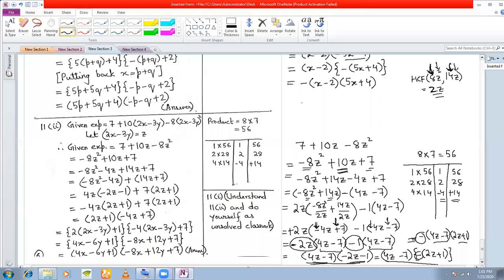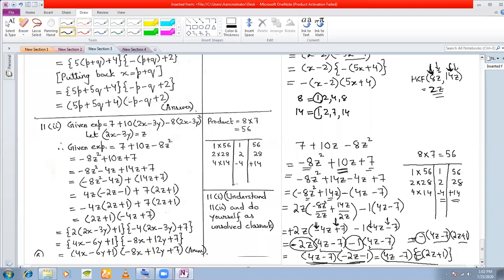This is just a basic of what you have done in class 6 and 7. Now see 8 and 14. You want to take out the HCF. What are the factors of 8? 1, 2, 4, and 8, right? What are the factors of 14? 1, 2, 3 and 4 are not there, 5 and 6 are also not there, 7 is there, and 14, right?